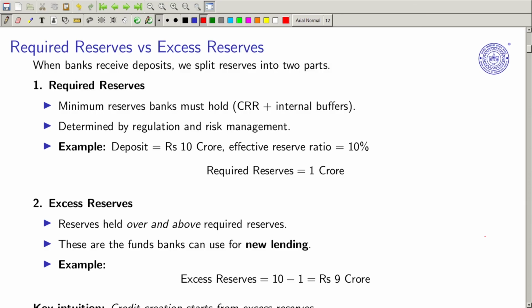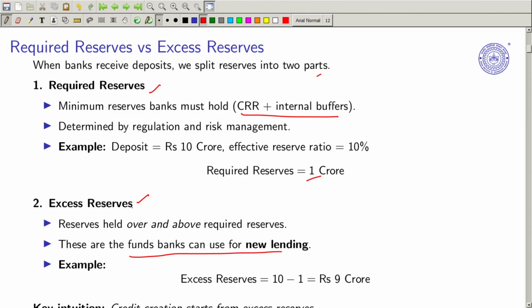Then here we have the required reserves. When a bank receives a deposit, it splits into two parts. One is the required reserves, which means the minimum reserves the bank must hold, so CRR plus internal buffers, determined by regulation and risk management. So this we know already, right? The other part is excess reserves, and these funds are used for lending. So this is what I was saying.